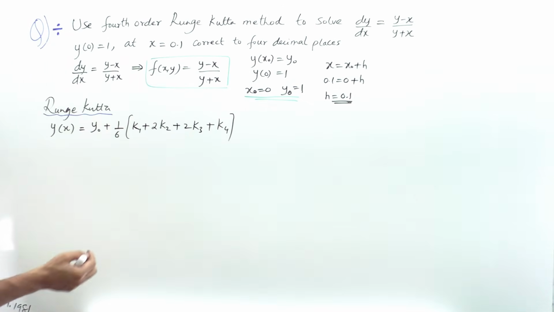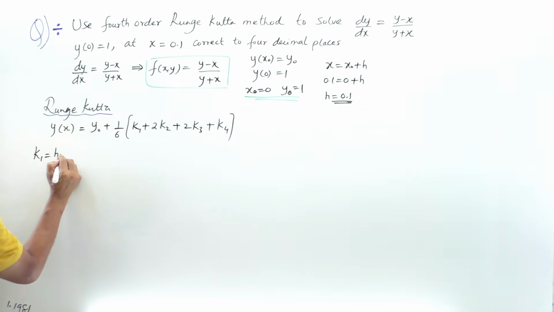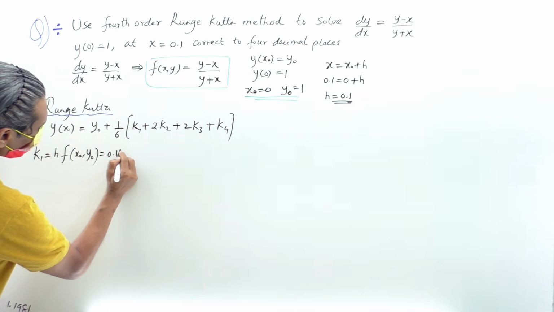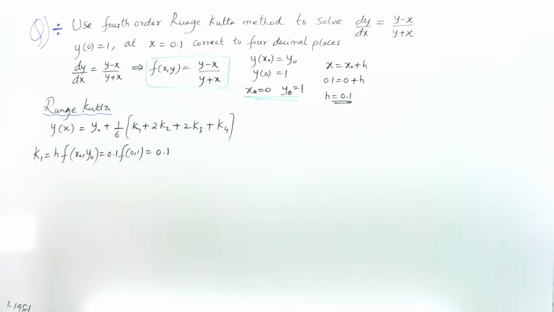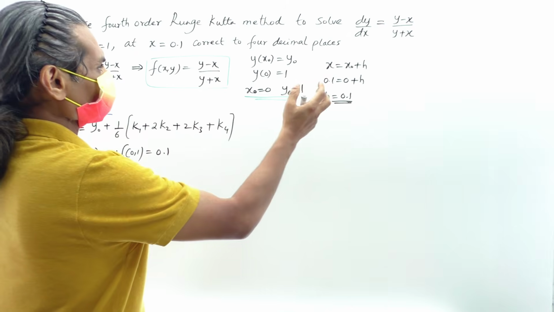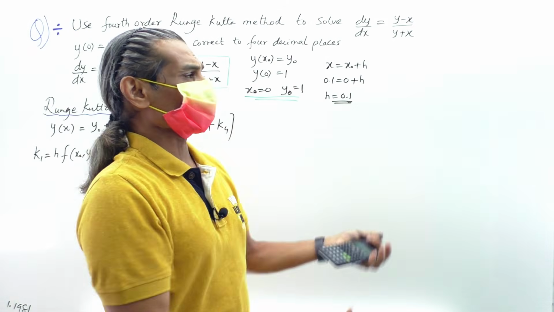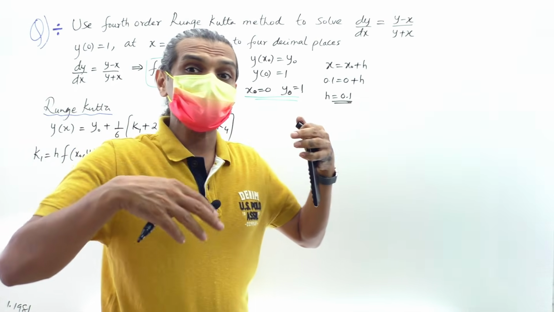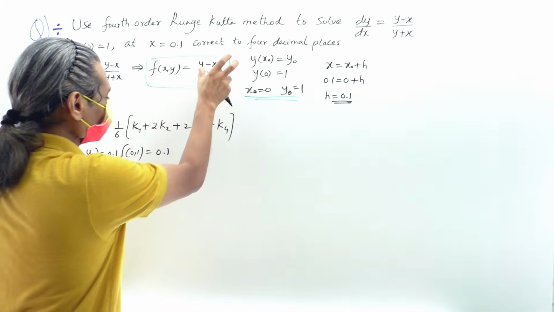So now we need to find all the values of k1, k2, k3, k4. The formula for k1 is nothing but h f of x naught comma y naught, that will be 0.1 into f of 0 comma 1, and f of x, y is given as (y minus x) by (y plus x). Again I am telling you, very important thing, only this function will change. The function can be anything. It can be y square minus x square, y square plus x square, x square minus y square, x plus y, log x, e raised to x minus y square, whatever. So only this function will change. Based upon this, you have to find all the values.